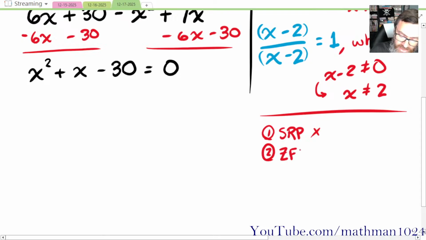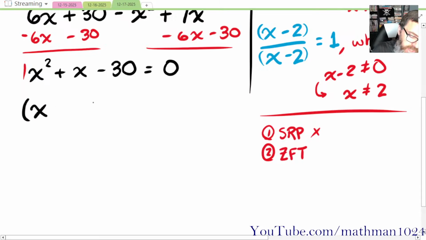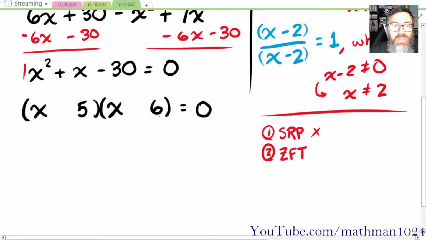The second thing that I look at doing is the zero factor theorem. Can this guy factor? Well, you've got a lead coefficient of 1, so that's good for us. And then you want to look at the 30. Are there factors of 30 that have a difference of 1? If you take a moment and think about it, you can come up with factors of 30 that differ just by 1. And that would be the factors 5 and 6. Those multiply to give you 30, and they have a difference of 1.